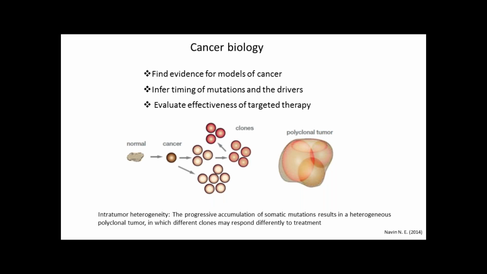For cancer biology, the accumulation of somatic mutations can lead to polyclonal tumors, in which different clones may respond differently to treatment. So using single-cell sequencing technology, we can find evidence for models of cancer and infer the timing of the mutations and the drivers, and also evaluate the effectiveness of targeted therapy.